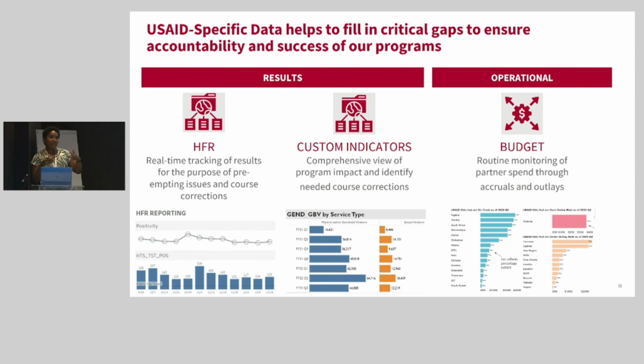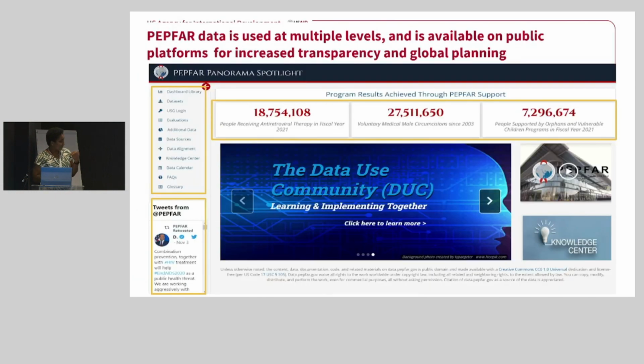We try and fill in the gaps with custom indicators that may not be relevant to every IP under MER, but for your specific KP program, for your specific OVC program, if you're doing prevention, it provides a more comprehensive view of program impact and helps identify needed course correction on the same quarterly basis as MER. Also with budget, routine monitoring of partners' spend through accruals and outlays. I mean, the word ceiling means something to a lot of people when they hear it.